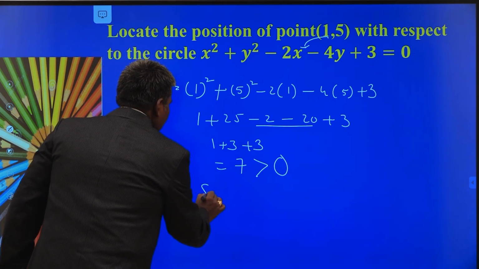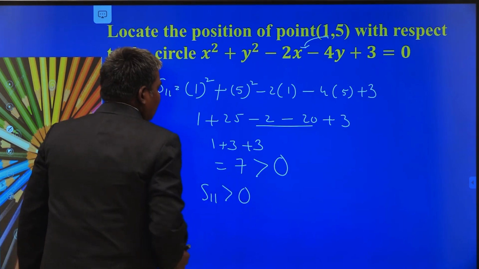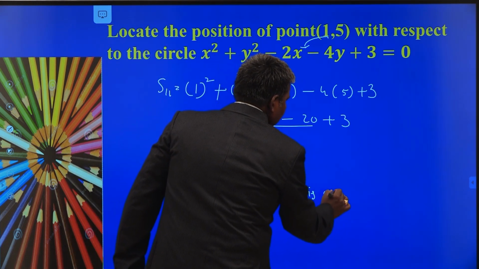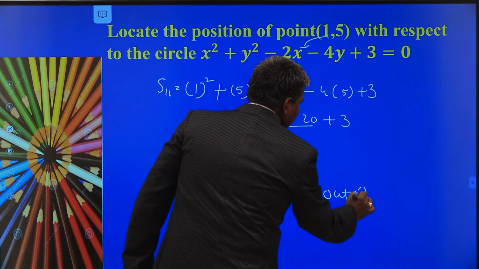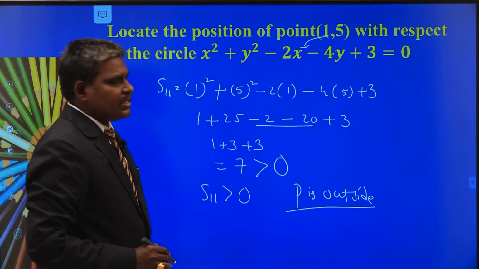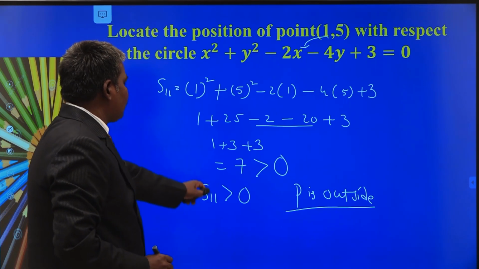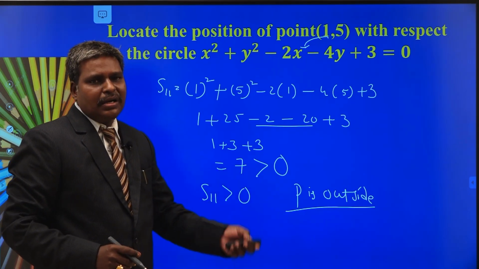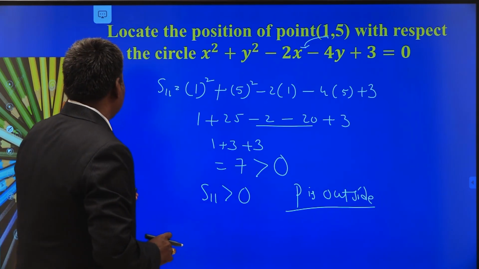We mean S11 is greater than 0. That means the point P is outside of the circle. So there is no need to find the distance CP and the radius. Just substitute the point: if it is positive, the point is outside; if equal to 0, it is on the circle; if less than 0, it is inside. Okay.